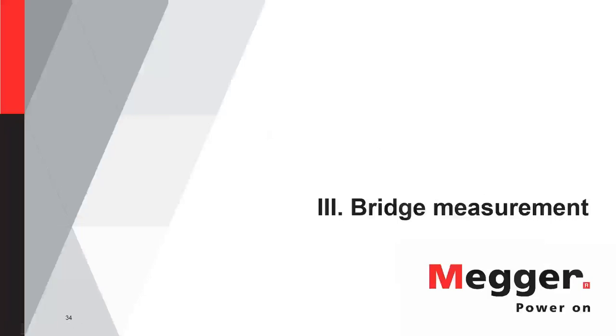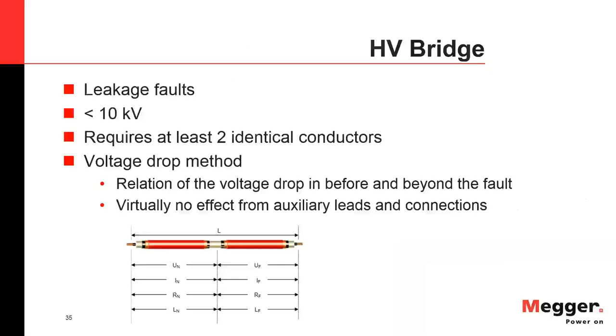So, for instance, typical leakage faults, where you can't really create an arc. High voltage bridges are typically limited to 10 kV, so you only have 10 kV available. But if your cable is very long and the arc reflection method does not work, you might have a good chance. Keep in mind, this is pre-location only. You cannot pinpoint the fault location with the bridge, so you are limited to a typical TDR comparable accuracy.